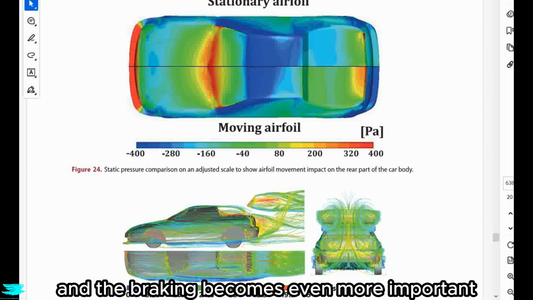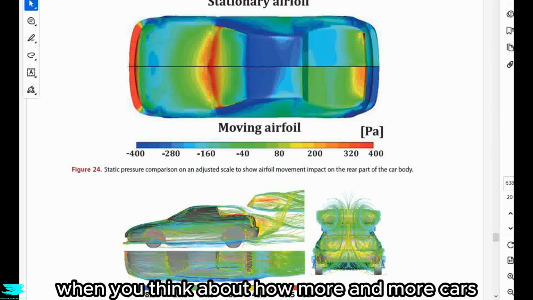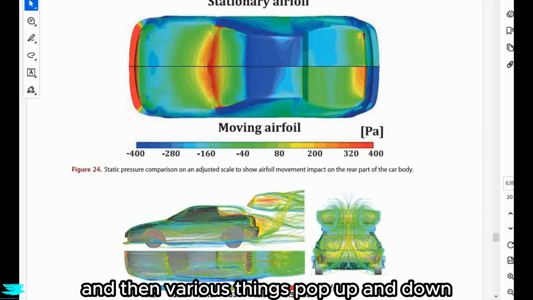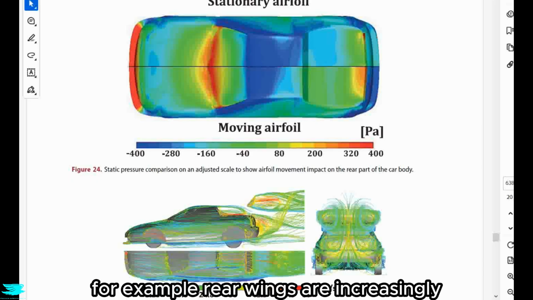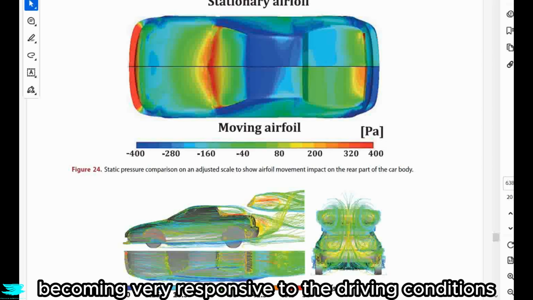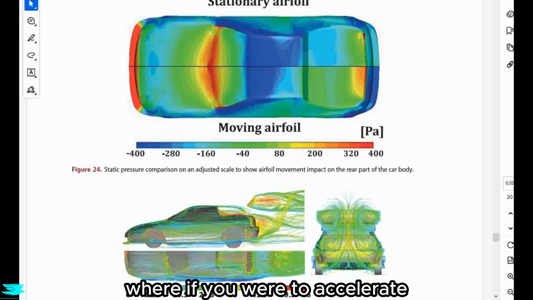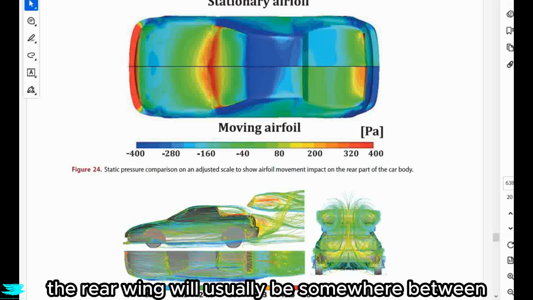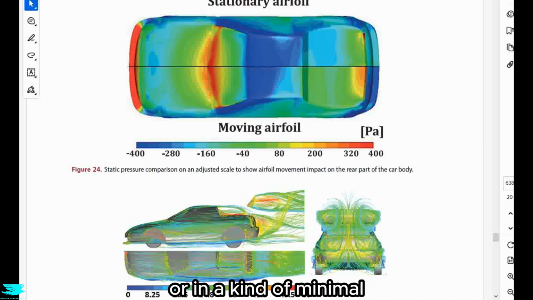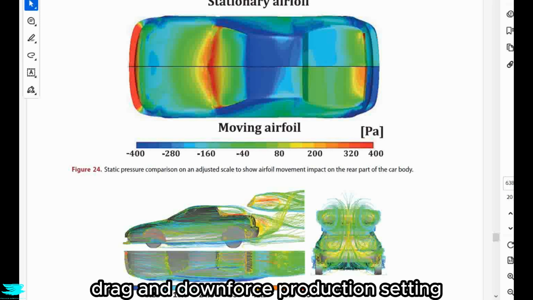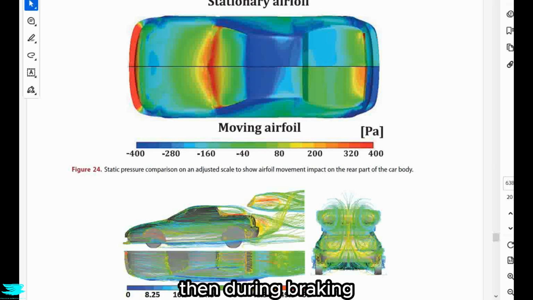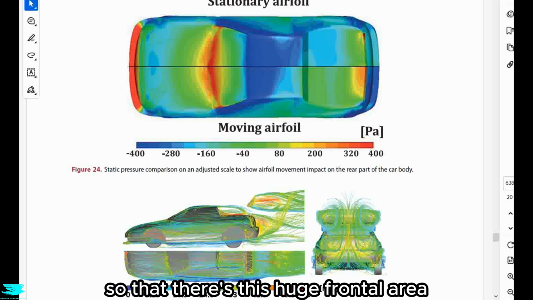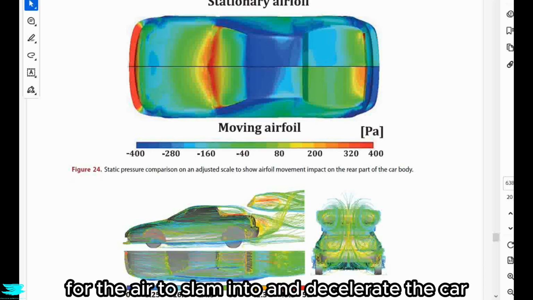And braking becomes even more important when you think about how more and more cars are featuring active aerodynamics. That's when, under braking, various things pop up and down. For example, rear wings are increasingly becoming very responsive to the driving conditions. If you were accelerating or going at very high speeds, the rear wing will usually be somewhere between completely retracted or in a minimal drag and downforce reduction setting. Then during braking, it will often flip up to almost 90 degrees so that there's this huge frontal area for the air to slam into and decelerate the car.